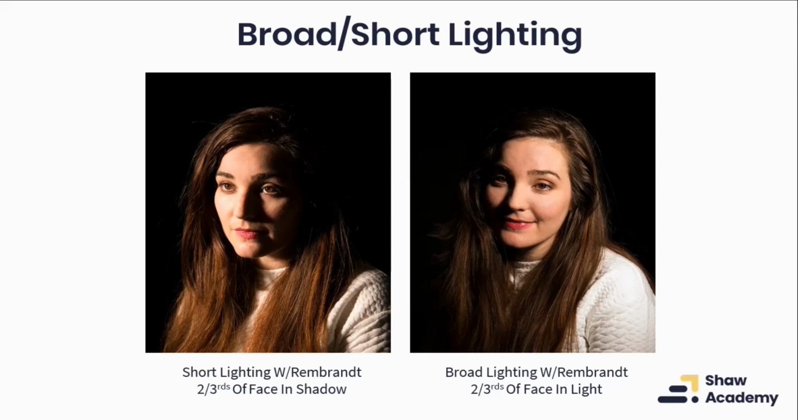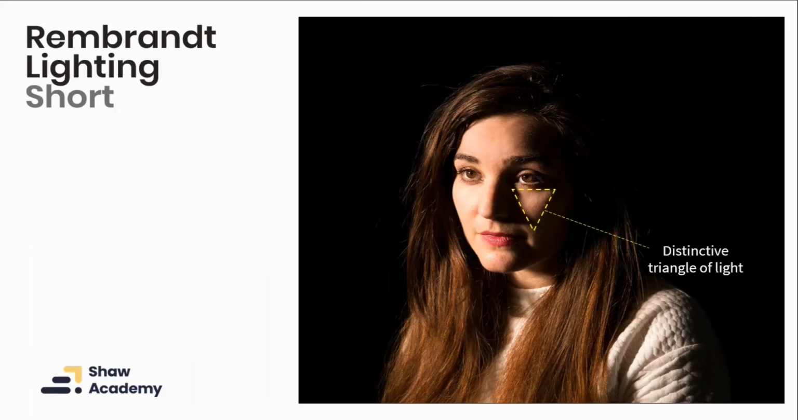So by angling our model and choosing whether to light her from the left or the right hand side, we can achieve broad and short lighting. Now this isn't just applicable to Rembrandt lighting, this is just a lighting style in itself. So you can apply this using your loop lighting as well. So if you wanted to do broad or short loop lighting, it's possible to do that as well. You're just angling the model until you get that loop of light rather than that triangle of light underneath the eye.